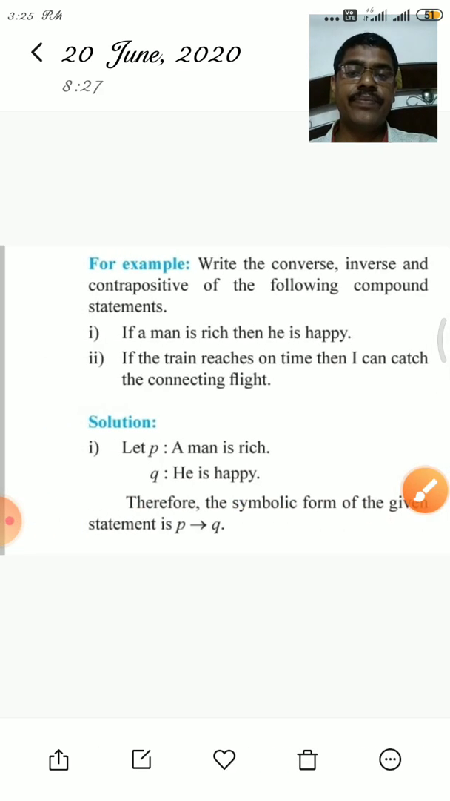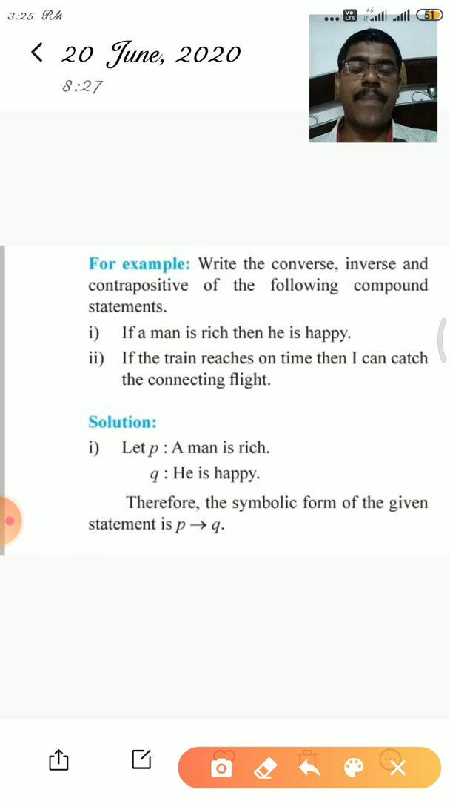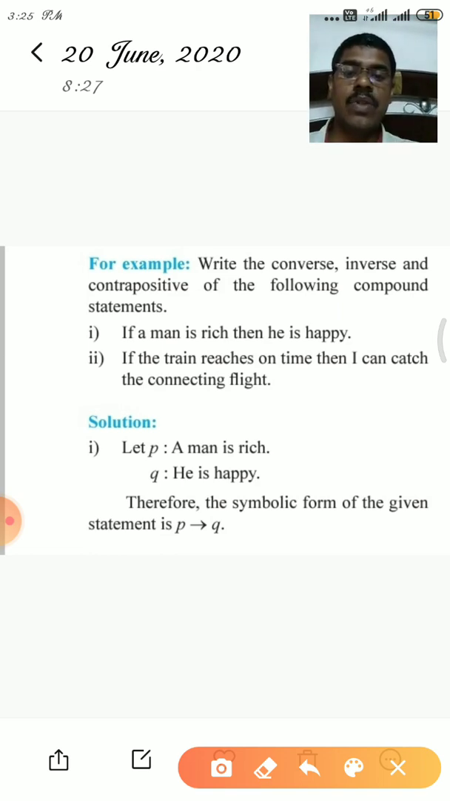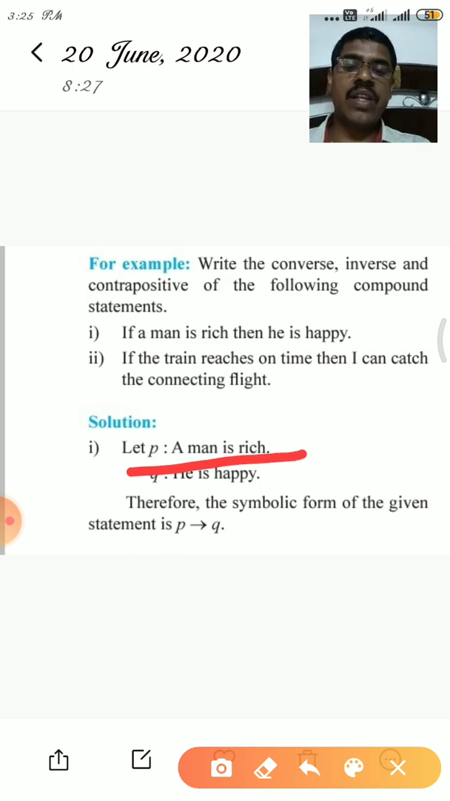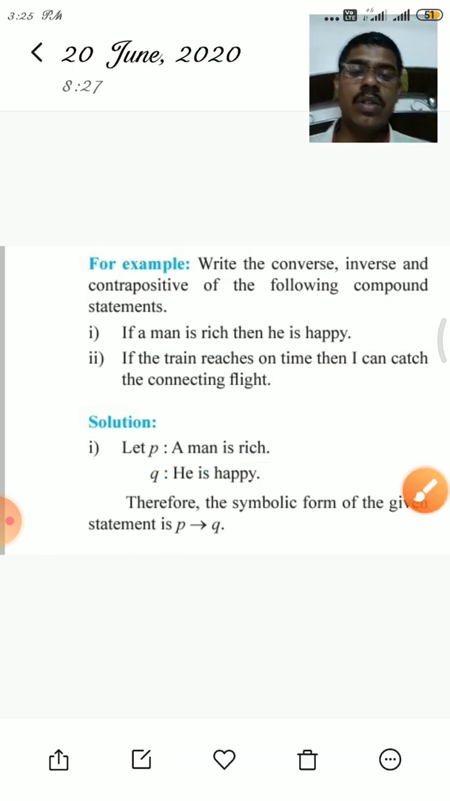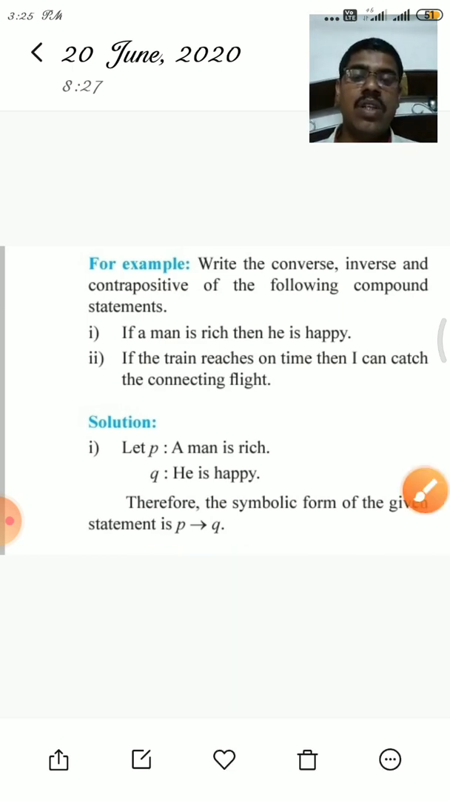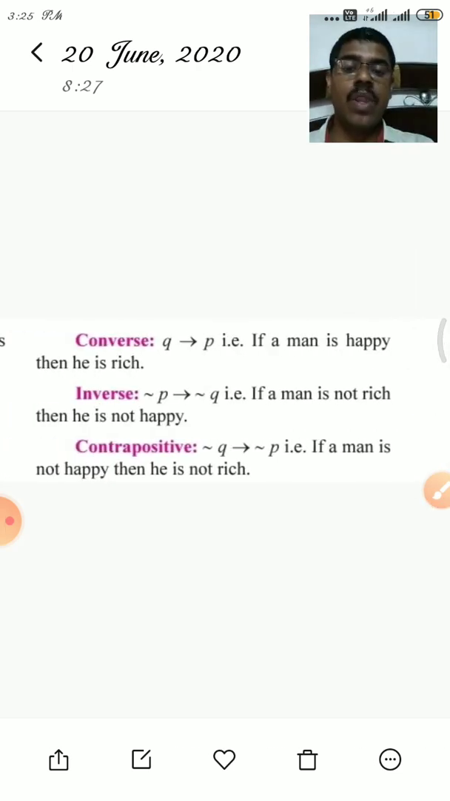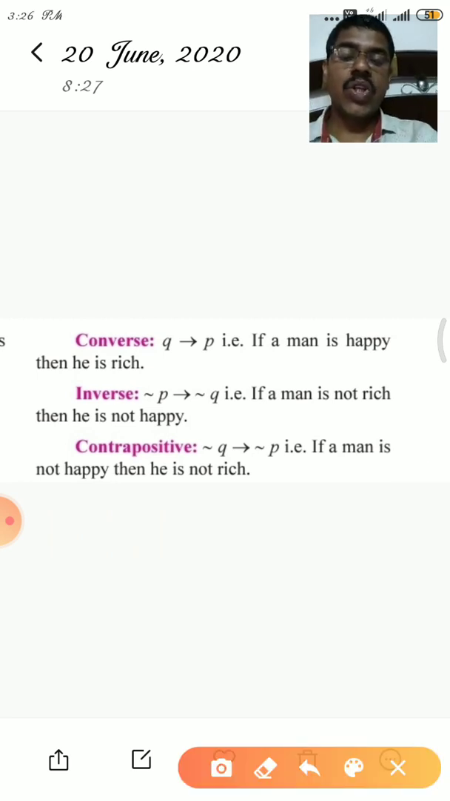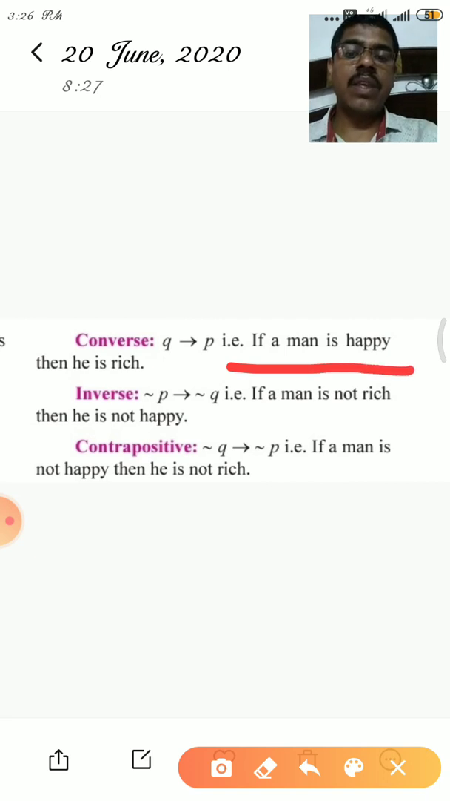See the example. If a man is rich, then he is happy. Let us see the solution. Let P denote "a man is rich" and Q denote "he is happy". The symbolic form is P conditional Q. Then see the converse, inverse and contrapositive of the above example. Converse, Q conditional P. That means we have to take the Q statement first and then the P statement. That is, if a man is happy, then he is rich.